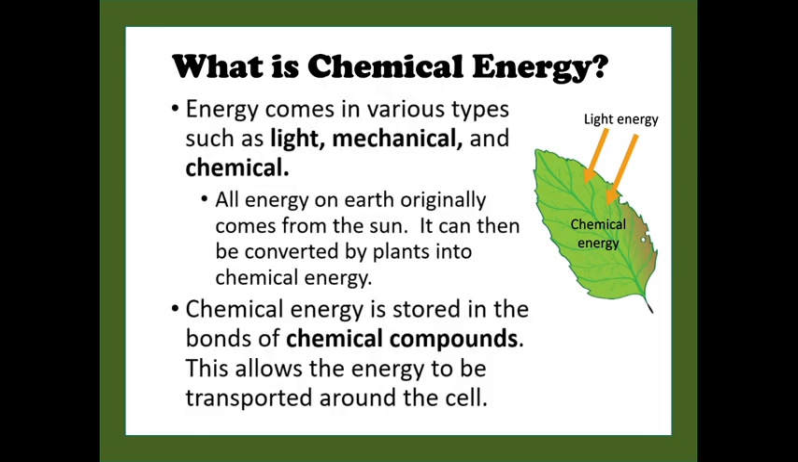Now, energy comes in various types. It can come in the form of light, mechanical, or chemical energy. They're all forms of energy, but they're going to come from different parts of the world around them. So, all the energy on Earth originally comes from the sun. It can then be converted by plants into chemical energy, the chemical energy that is stored in the bonds of chemical compounds. So this is what allows the energy to be transported around the cell. So we're going to be moving things around the cell through cell transport to get the energy where we need it for the cell to be able to do work.